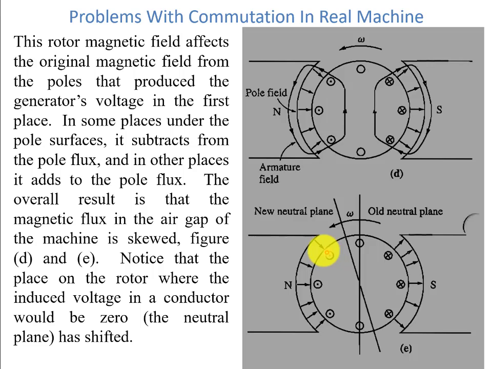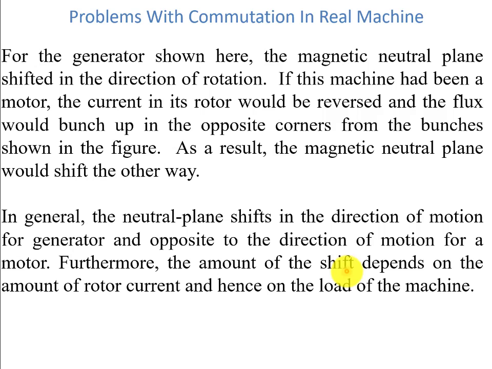So what happens due to this stronger field and this weaker field? This neutral plane will shift in the direction of the rotation of this generator. Here we can see that our neutral plane is shifted. So for the generator shown here, the magnetic neutral plane shifted in the direction of rotation.